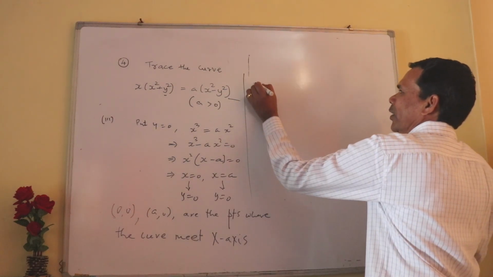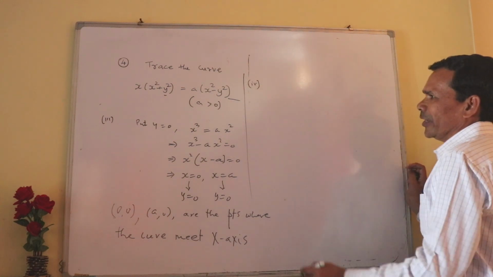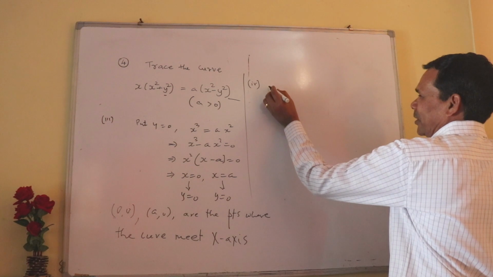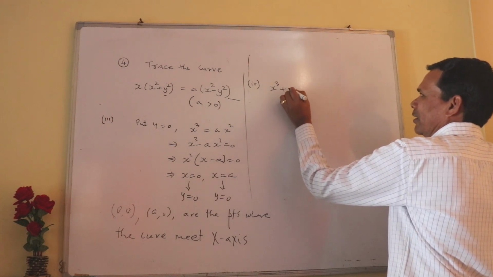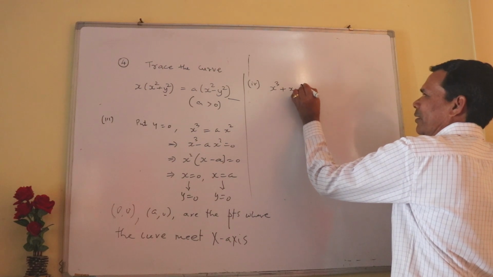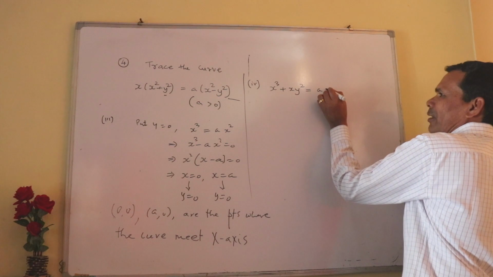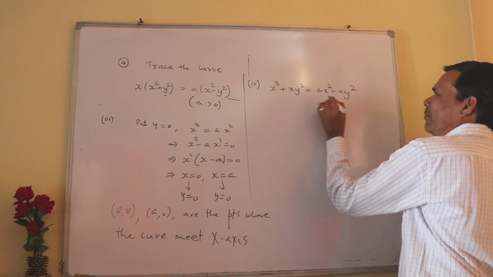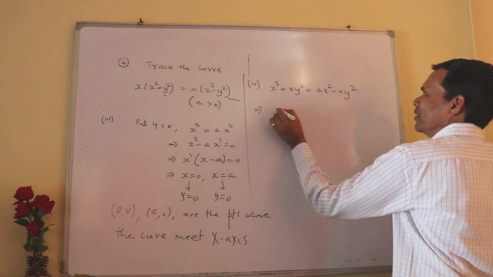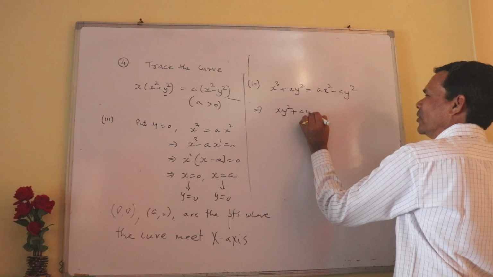Next is the fourth one, asymptote. So we can write down here the explicit equation of the curve: x cube plus xy square is equal to a x square minus a y square. This is the simplified form. So I can write this as xy square plus a y square.